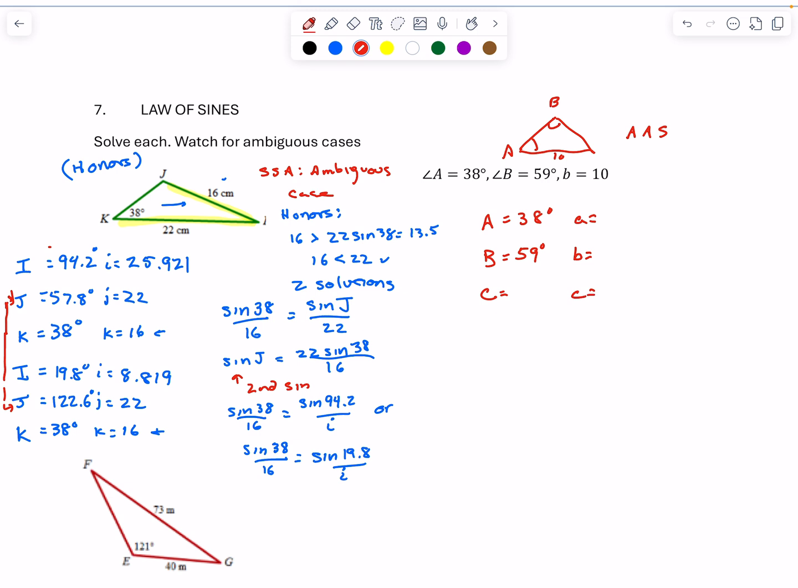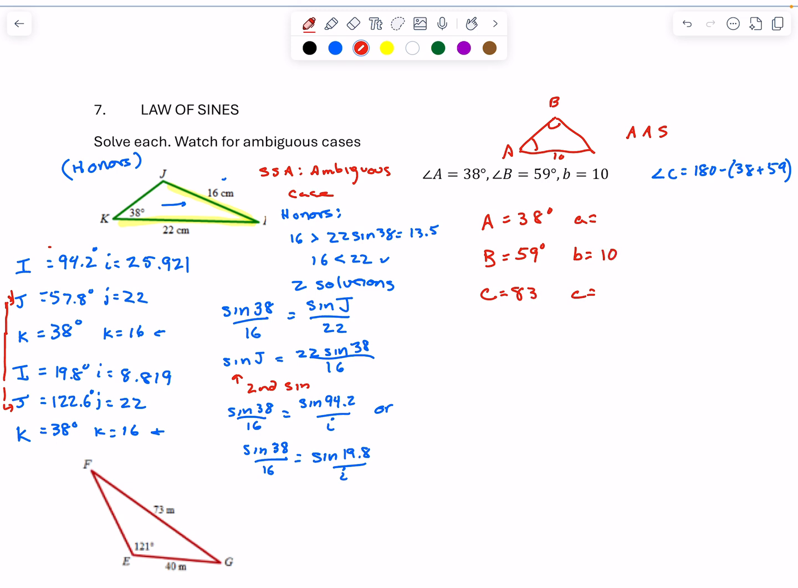Okay, we find the third angle at the beginning, angle C. It makes the total 180. People seem to be pretty comfortable with that. And the B is 10.